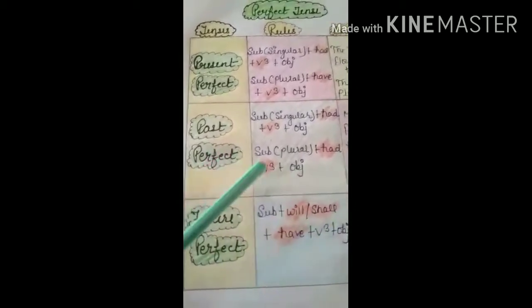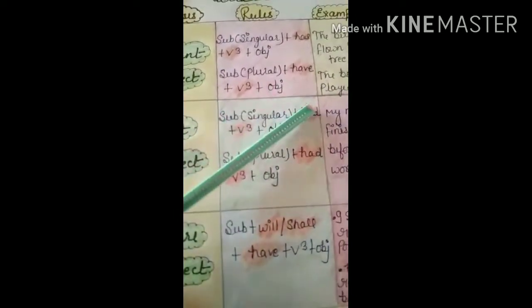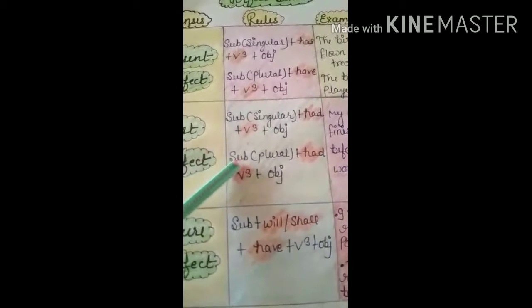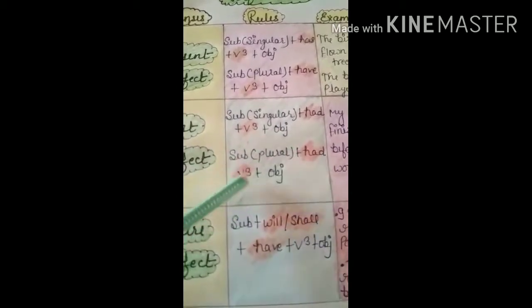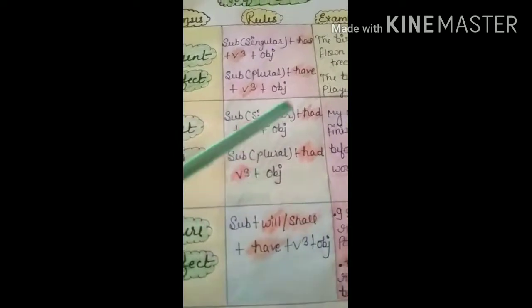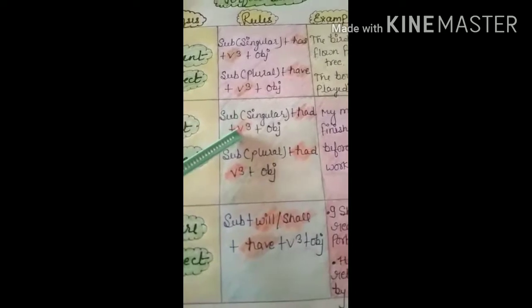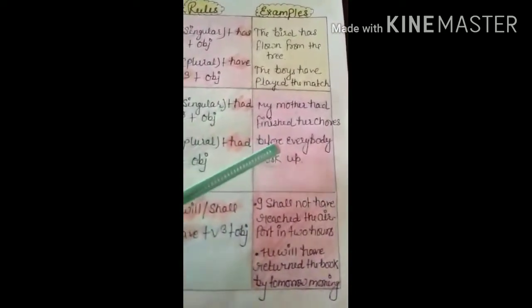First, see its structure. When the subject is singular, we use had plus V3. When the subject is plural, we also use had plus V3. It doesn't matter whether the subject is singular or plural. We always use had plus V3, the third form of the verb. Here you can see the example.